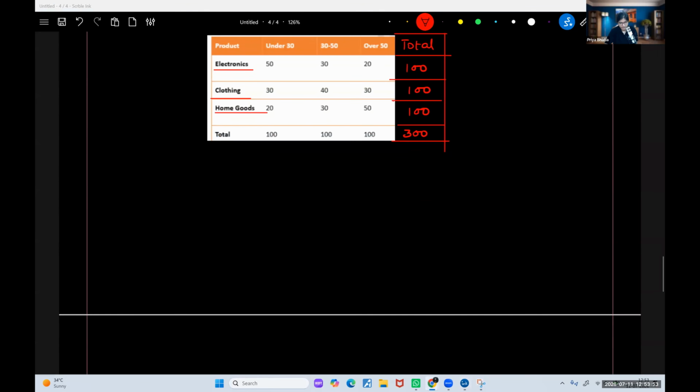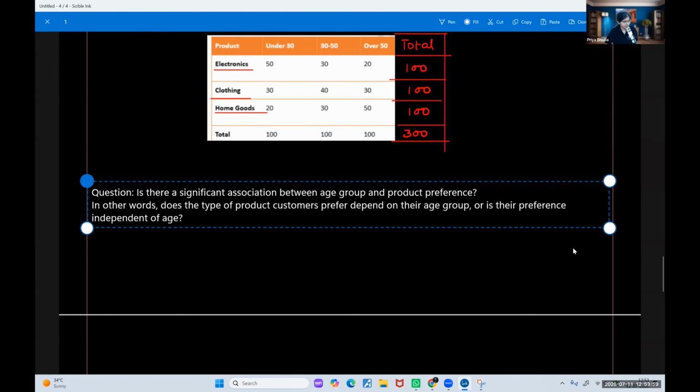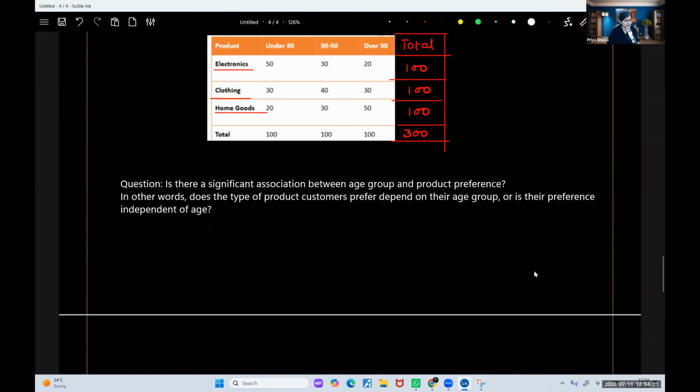Question देख लो ध्यान से. Question ये कहता है कि is there a significant relationship, a significant association between the age group and product preferences? क्या जो अलग अलग एज ग्रुप है और जो अलग अलग प्रोडक्ट प्रेफरेंसेस हैं, इन दोनों के बीच में कनेक्शन है या नहीं है? In other words, does the type of product customers prefer depend on their age group, or is their preference independent of age? Is the question clear to everyone?